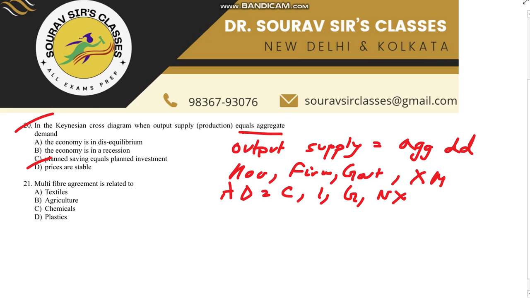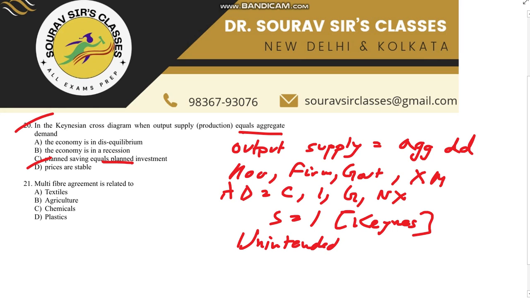Why? Because at equilibrium the total planned spending matches the output, and it states that saving equals investment in the Keynesian model, and planned saving equals planned investment. So there is no unintended inventory accumulation in this case. No unintended inventory accumulation, which implies that firms do not need to adjust production or prices.